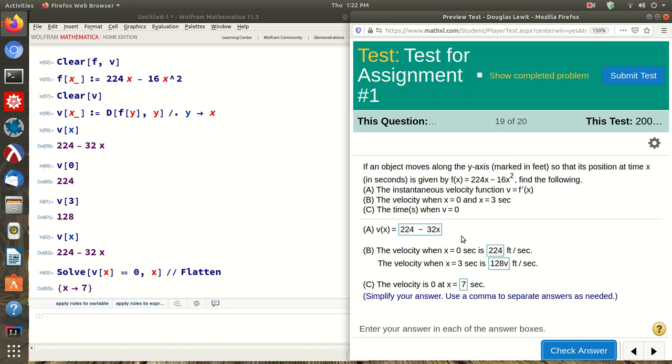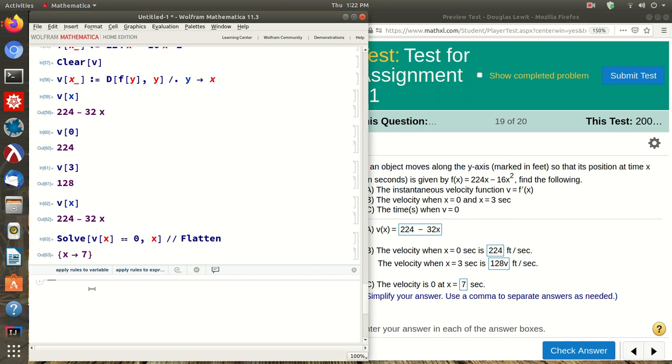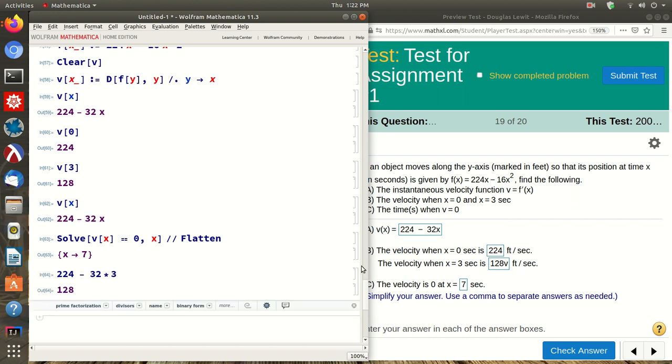The velocity when x is equal to 0 is 224 minus 32. Well, 32 times 0 is 0, so it's just 224. That makes perfect sense. And then 224 minus 32 times 3, that's 120.